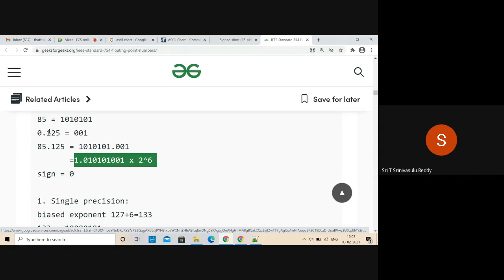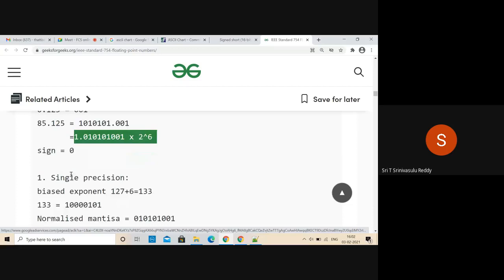And the sign value of this 85.125 is 0, so the sign bit is 0. Now you want to represent it using single precision biased exponent. What is the exponent here? The exponent value is 6, 2 power 6. When you represent using biased exponent, what is the bias value in single precision? It is 127. 127 plus 6 is 133. That 133 you convert into binary form, and this is what you have to store in the exponent position.